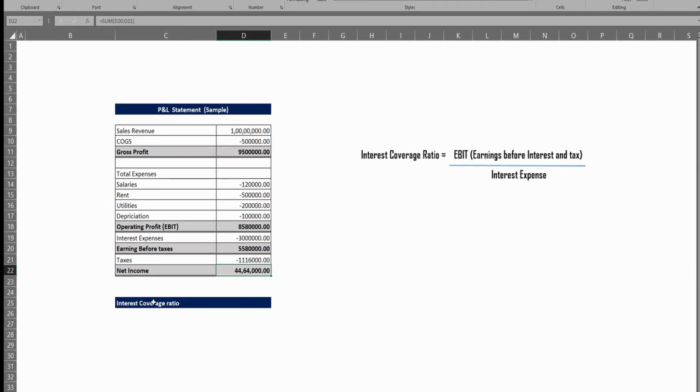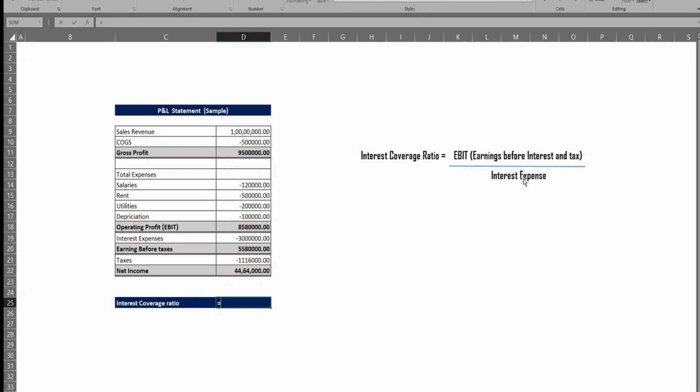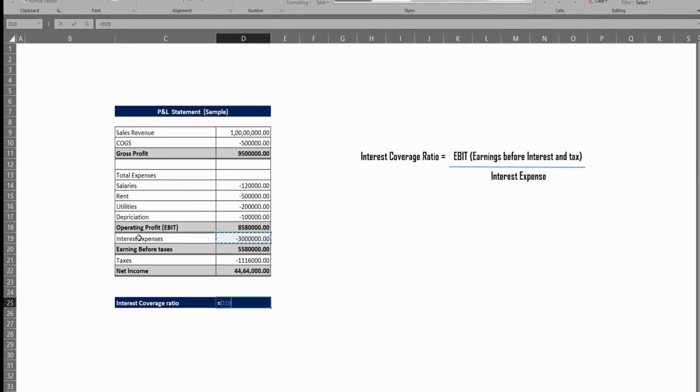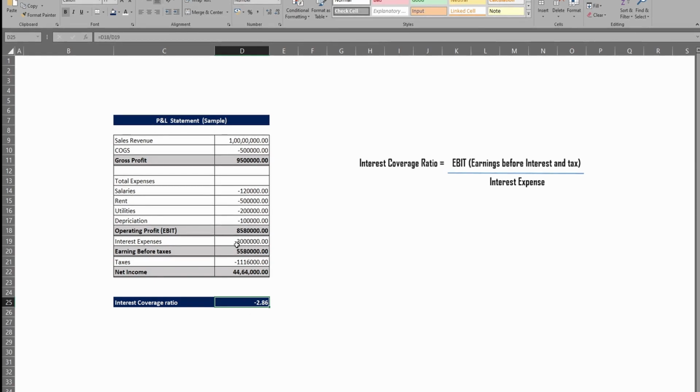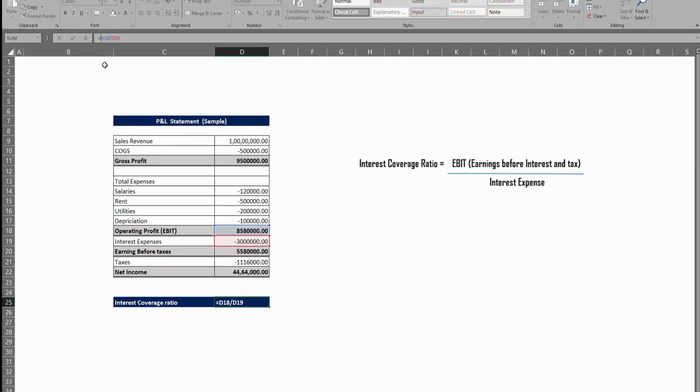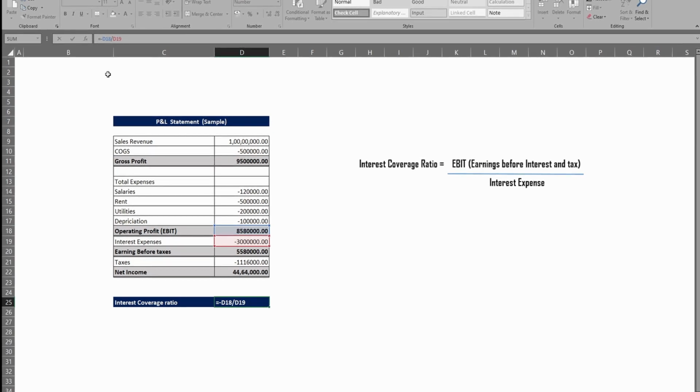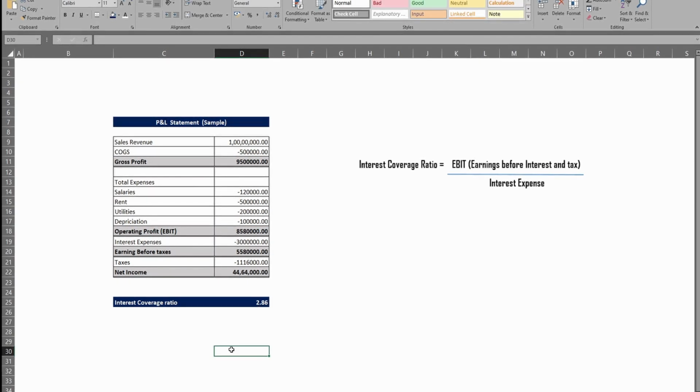So let's calculate the interest coverage ratio. What is our formula? The denominator is interest expenses, divided into the numerator, earnings before interest and tax. This is showing a minus sign here because we put the minus sign on the interest expenses. Let's change the sign and put a minus sign here. So this is our interest coverage ratio.